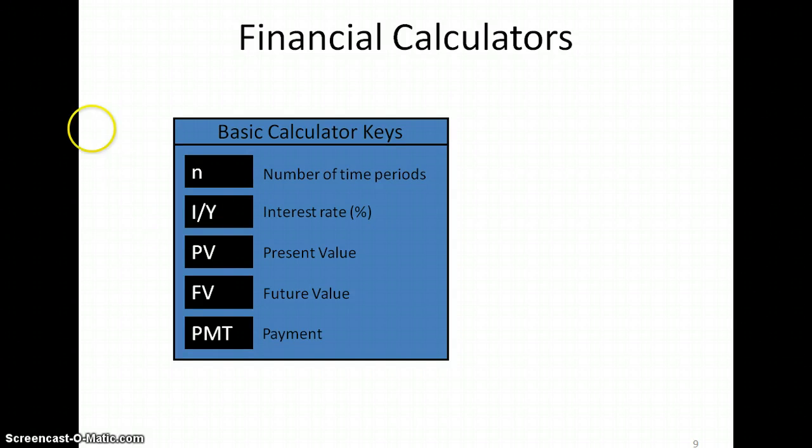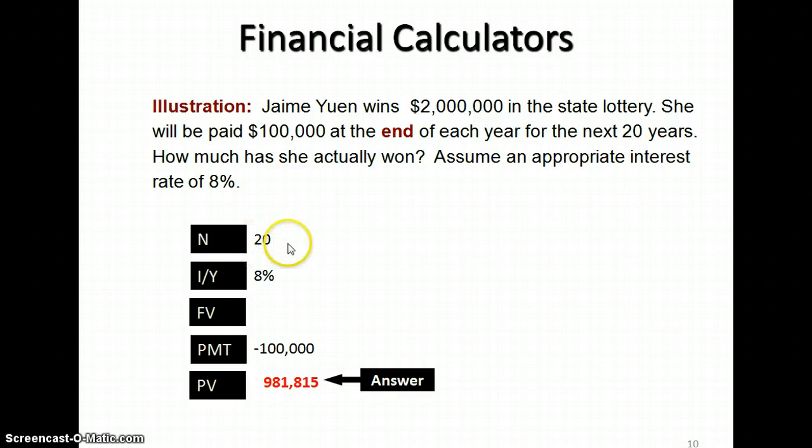If we're going to solve this in our financial calculator, again, N is 20, interest rate is 8%, our payment is $100,000. We then solve for present value, and that is the $981,815. Okay, I hope this short presentation helped you understand the tables or how to do this in your financial calculator.